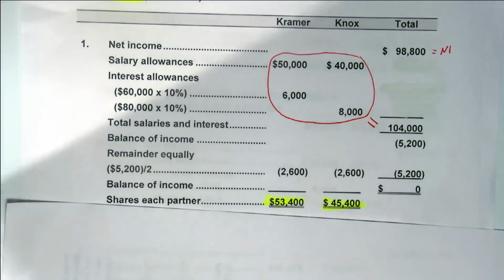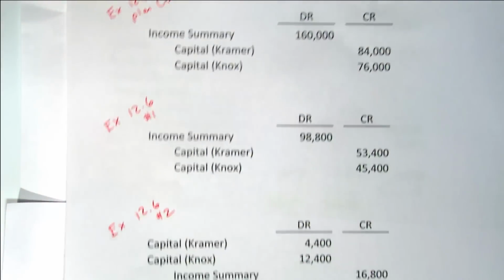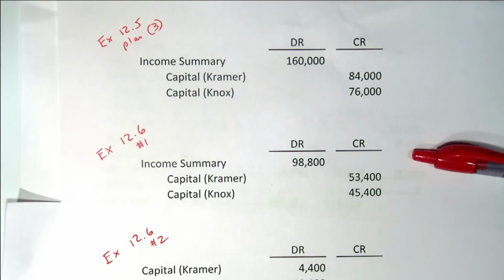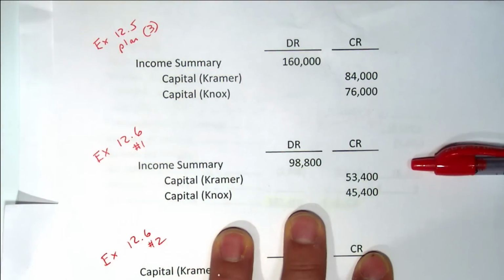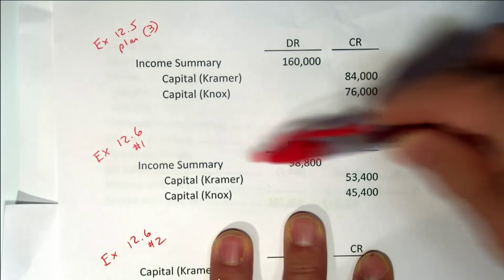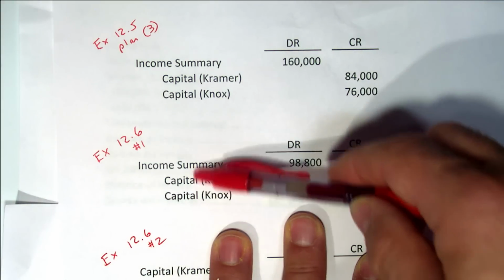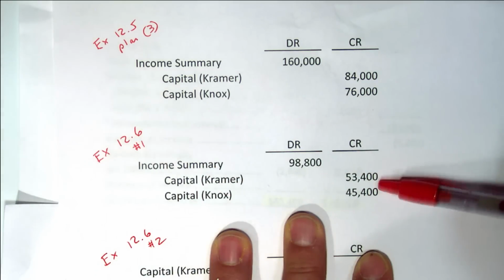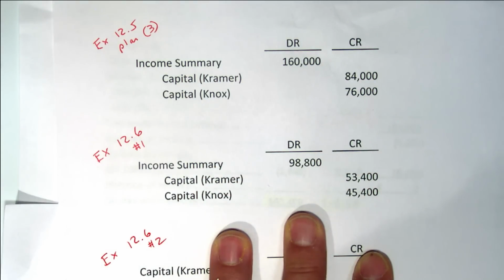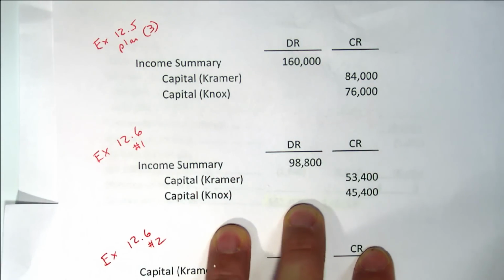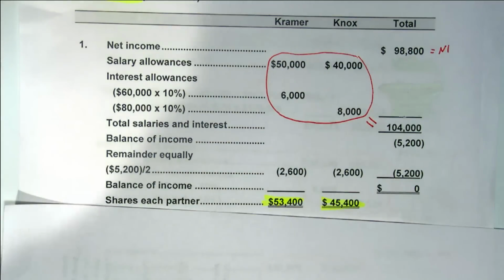And they didn't ask you for it, but the journal entry would be this one right here. Okay. This one right here, where we would debit income summary for 98.8, credit their two capital accounts for the amounts that we got from the analysis. You with me? Okay. All right, let's do the last one.